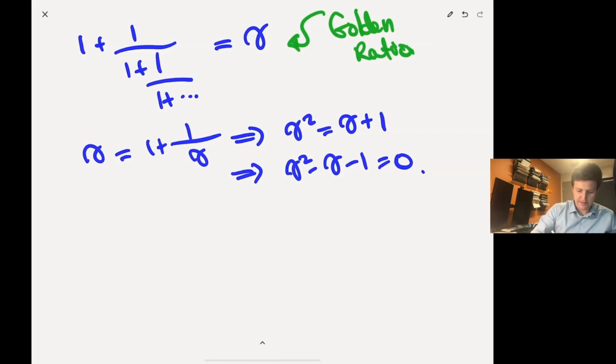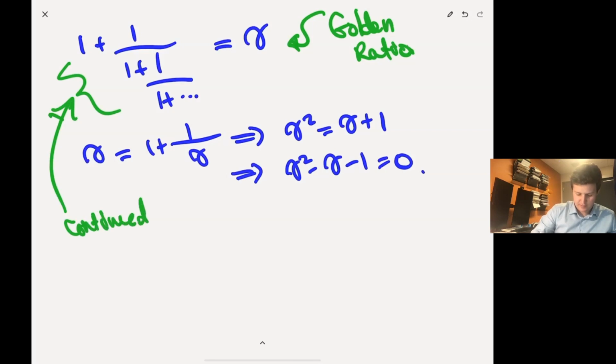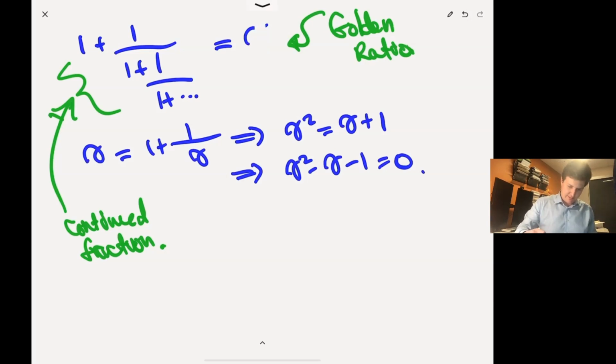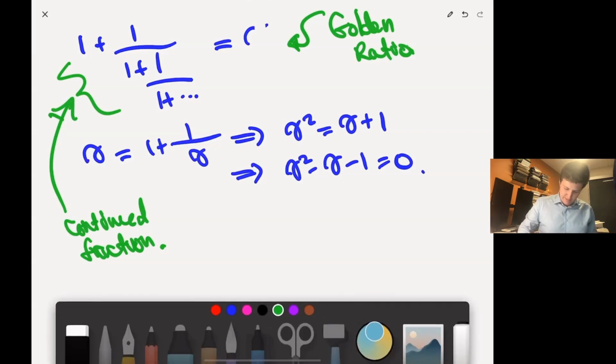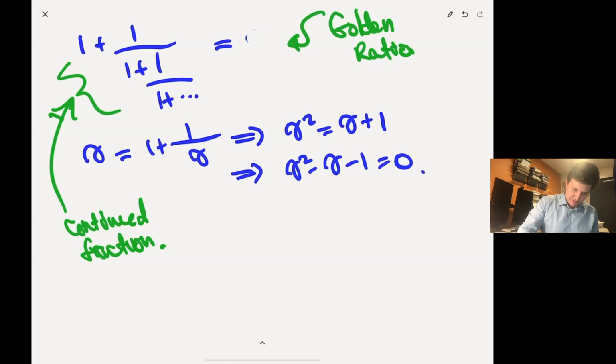All right. So this thing here is what's called a continued fraction. Okay, and those are examples of algebraic and transcendental numbers. Gamma. So yes, these are examples.